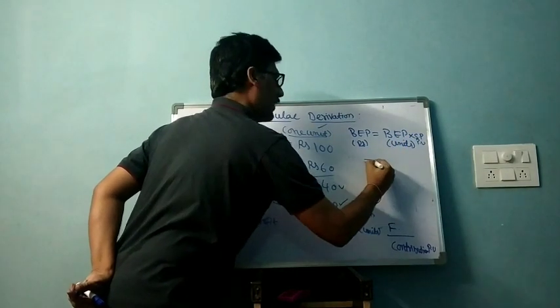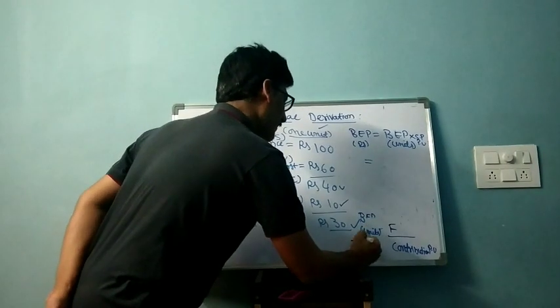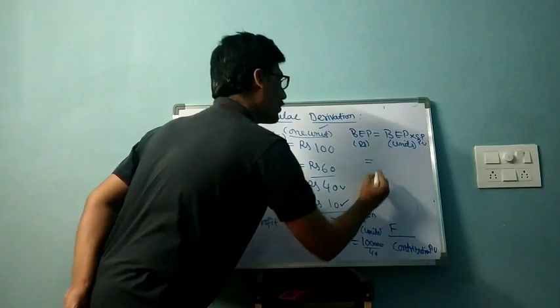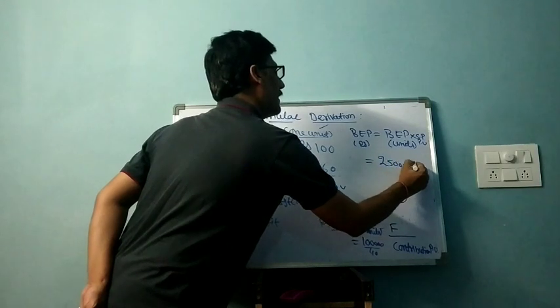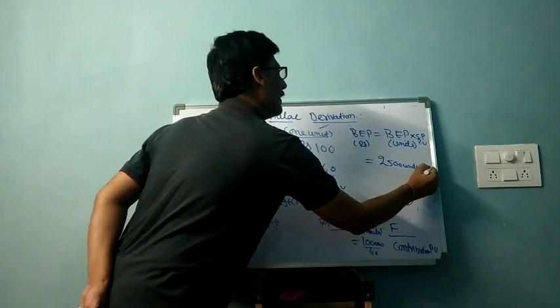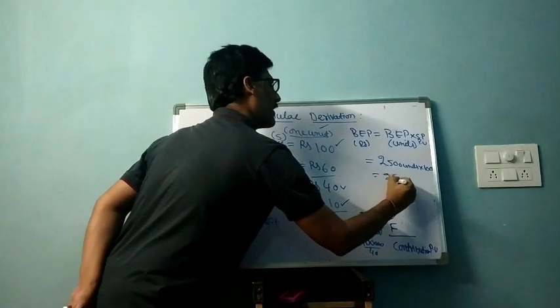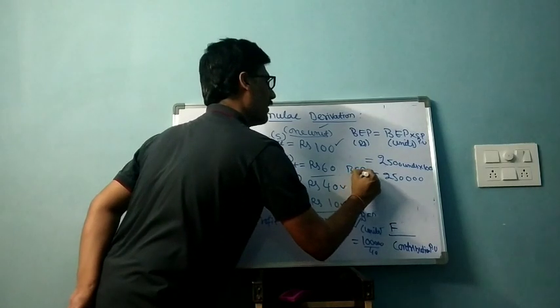In my example, how many units are the break-even point? The 1 lakh divided by 40 will give you 2500 units. 2500 units into what is the selling price per unit? 100 rupees. This is 100. So 2,50,000 is the amount. You are supposed to get break-even point in terms of rupees.